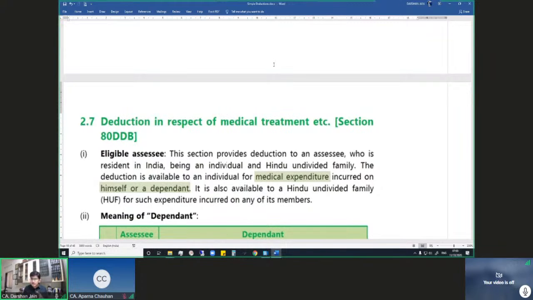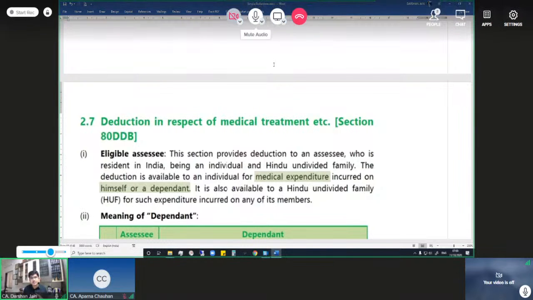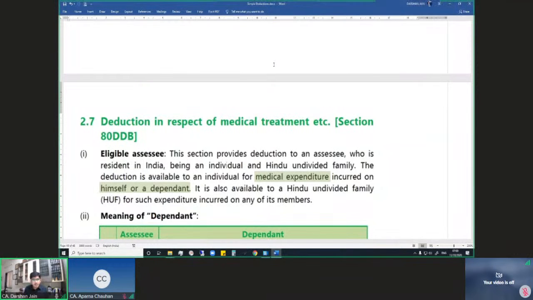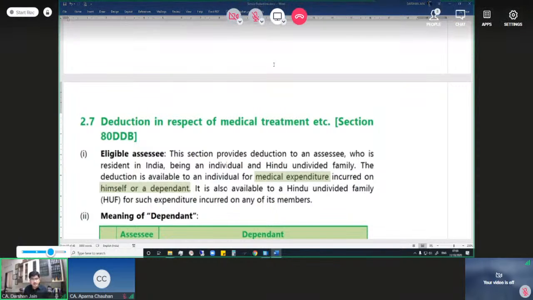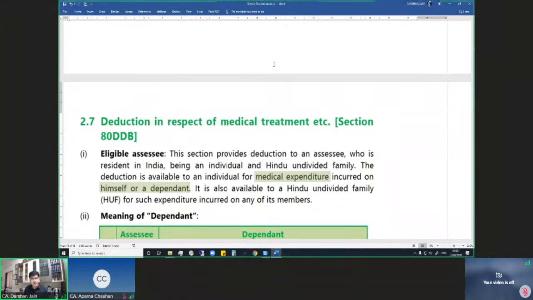What we have learned yesterday is section 80DD, wherein a fixed amount was given as deduction in respect of a disabled dependent. Here it is about the medical treatment of dependents and the individual himself in respect of certain chronic diseases or deadly diseases, where the assessee incurs an expenditure; he can claim that expenditure under section 80DDB.